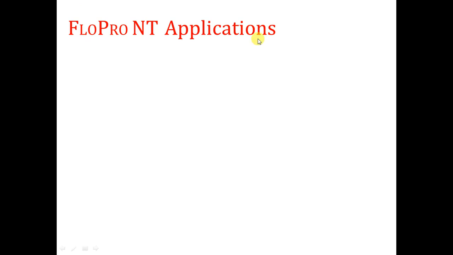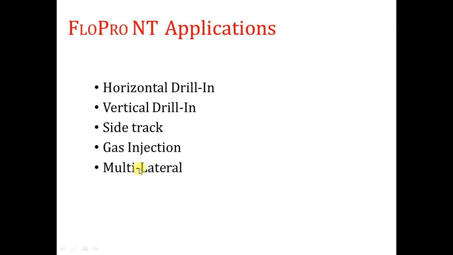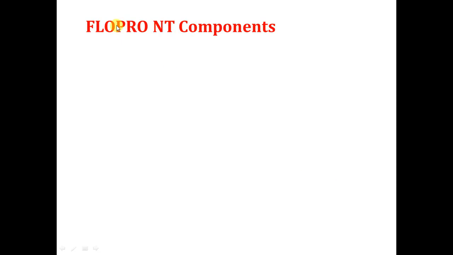What are the applications of the Flow Pro NT system? It's used in horizontal drill-in fluid, vertical drill-in fluid also, on the side tracks also it is used, and in gas injection wells. Also, it is used in the multilateral. So all of these are in the reservoir sections. It can be used also in the coiled tubing, in the aerated fluids, in the milling, and in coring too, and also in water injection.